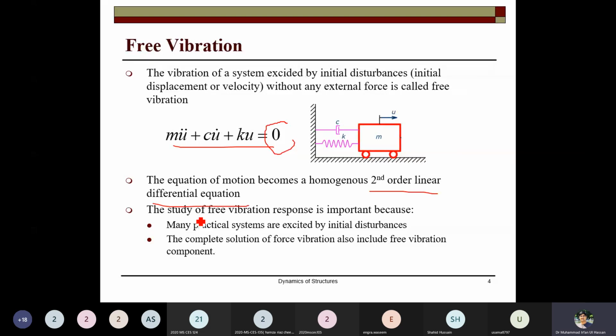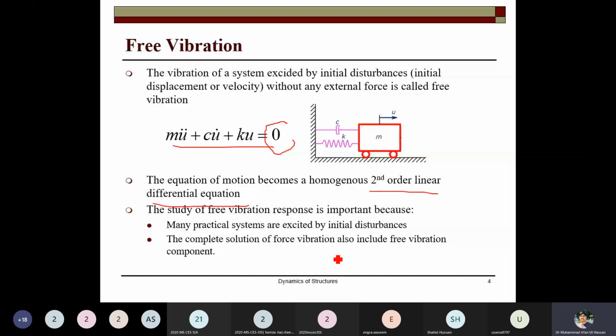The free vibration response is important because many practical systems are excited by initial disturbances. In civil engineering also, if there is a ground displacement and the building is vibrated initially and suddenly the earthquake stops, the building keeps on vibrating. Therefore, the application of this topic is understood in civil engineering. The complete solution of forced vibration also includes the free vibration component. With forced vibration there are two components: one is the free vibration component, and one is the forced vibration component.